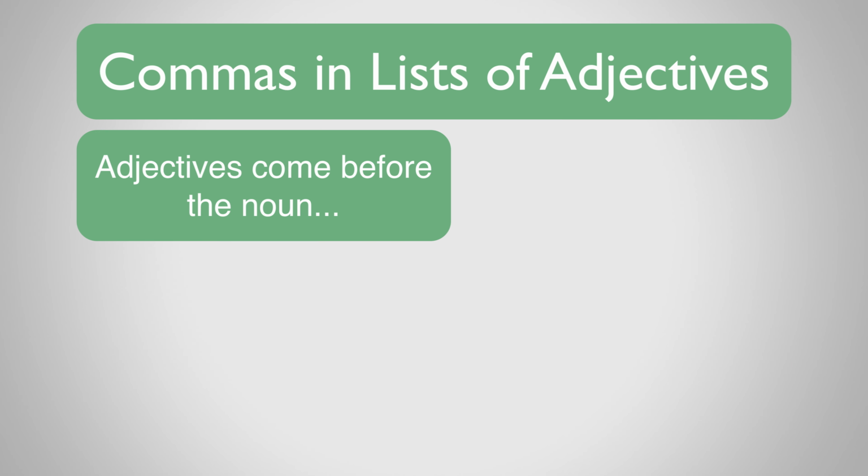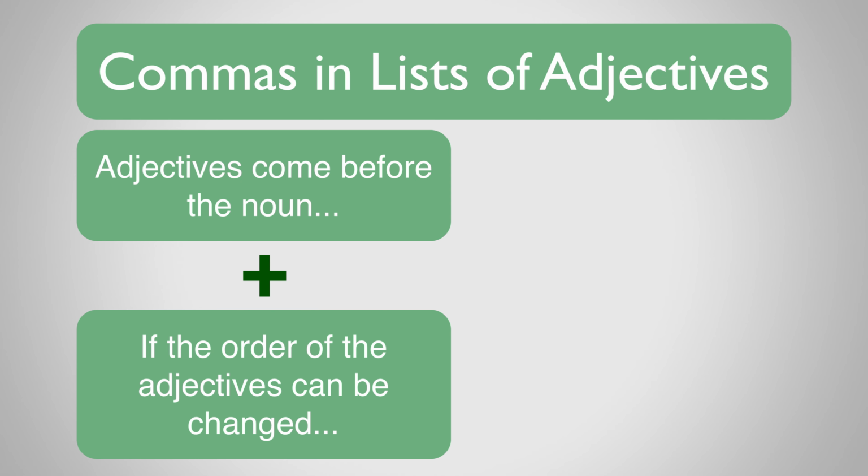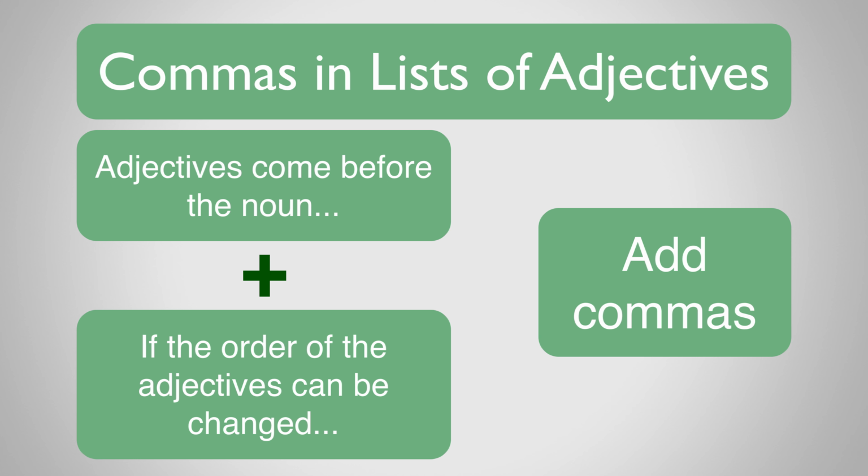So what then can we say is the rule? Well, if the adjectives come before the noun they're describing, and if the order of the adjectives can be changed without affecting the meaning of the sentence, then you should add commas between the adjectives. Let's take a look at another example that follows this rule.